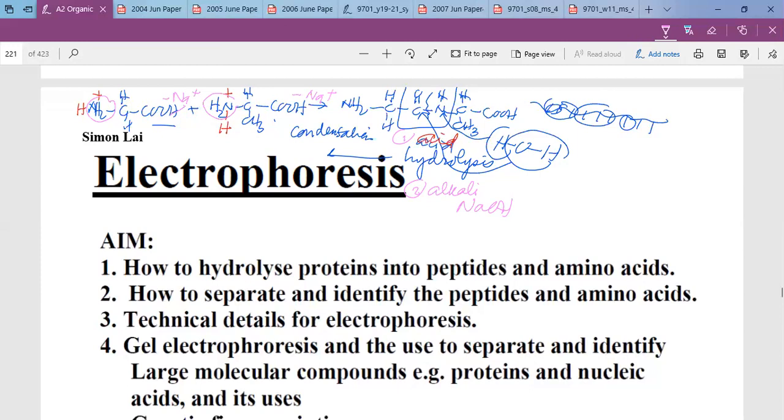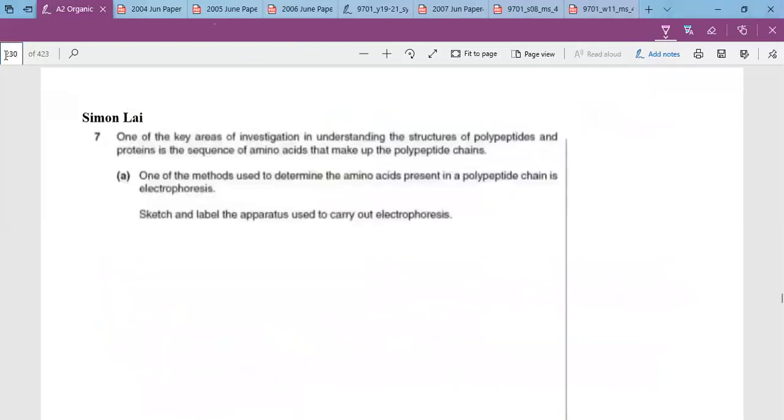Now let's go down to what is electrophoresis. I will start with a question. Very simply, the question actually asks you to draw. 230. Many times it has come already. Last time it used to be your favorite. 230, and it asks you to draw this crazy diagram. This is one of the questions.